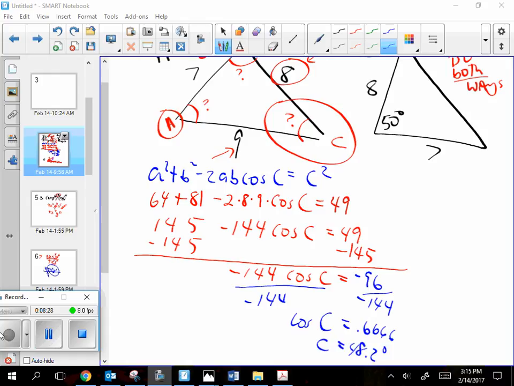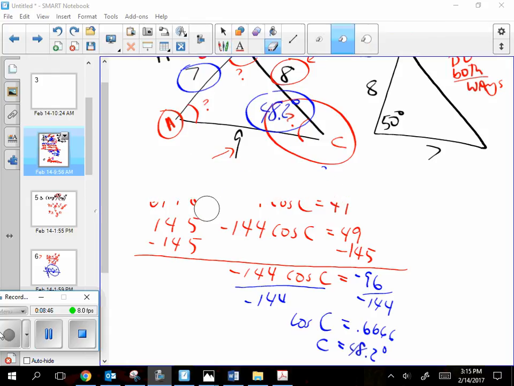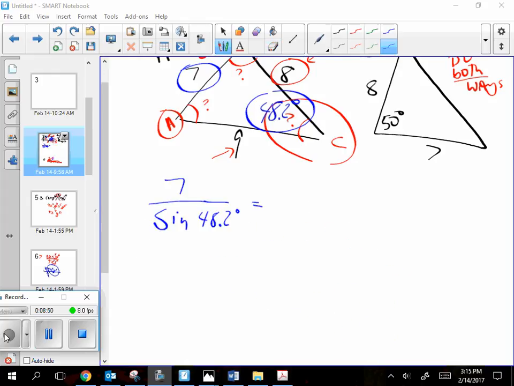degrees. All right, so once I found this one is 48.2 degrees, now I've got an angle, and I've got the side across from that angle. So I'm going to use the law of sines now. Even though I could use the law of cosines, I think the law of sines would be a lot easier. So let's see what we get there. So we'd have 7 over sine of 48.2 degrees would be equal to 8 over sine of A.